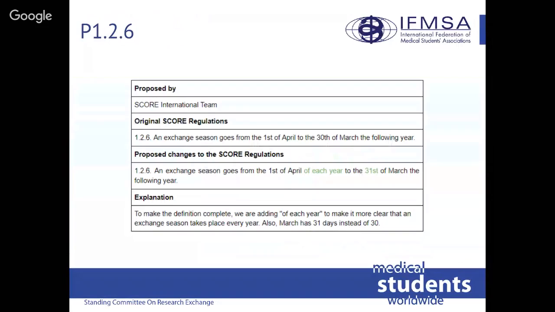Proposal 1.2.6 is to change the regulation that says an exchange season goes from the 1st of April to the 30th of March of the following year. We're going to change this to an exchange season goes from the 1st of April of each year to the 31st of March of the following year. To make the definition complete, we are adding "of each year" to make it clear that each exchange season takes place during every year. Also, March has 31 days instead of 30, so we're making that change just so there's no one day without an exchange season.